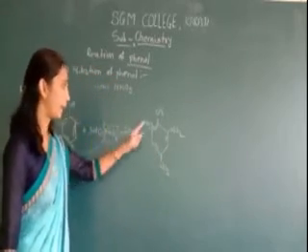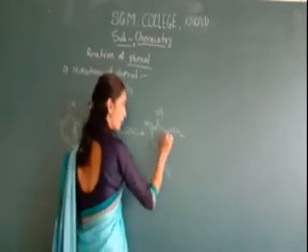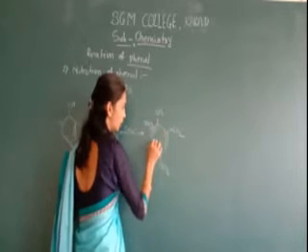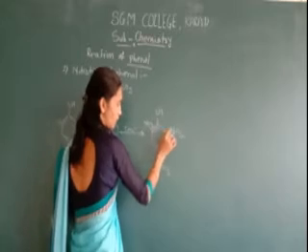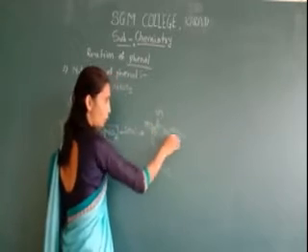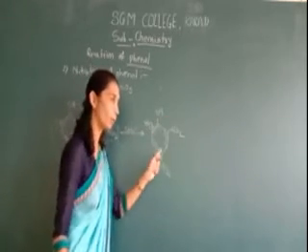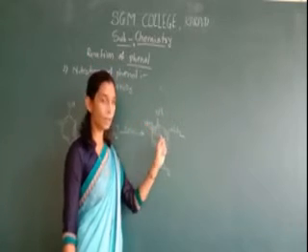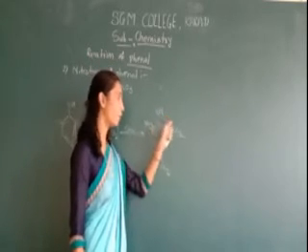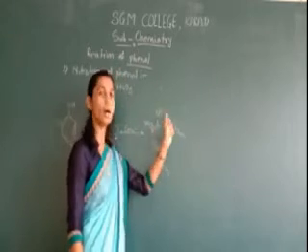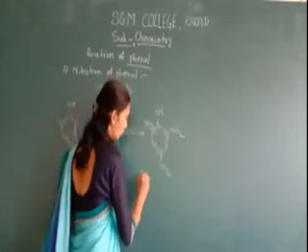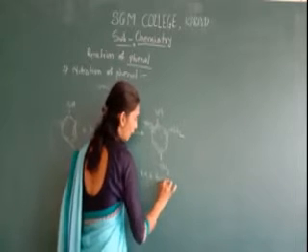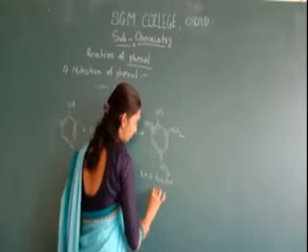Now we get the product with NO2 groups at the second, 4th and 6th positions. So the name of this compound is 2,4,6, there are 3 nitro groups, therefore trinitrophenol: 2,4,6-trinitrophenol.